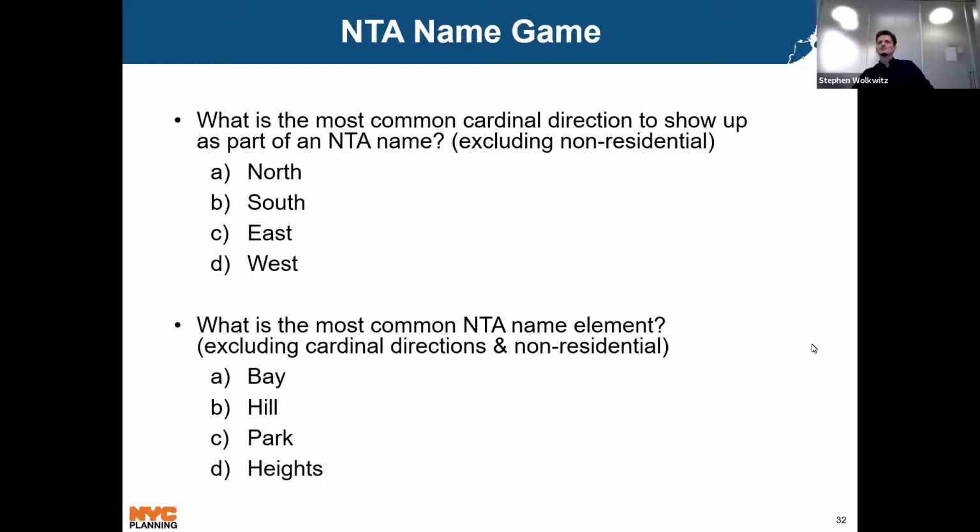Oh, I'm seeing some guesses rolling here. Tilted towards south right now. Every direction's got a little bit. Give everyone another second. All right, so we're kind of tied between south and east. I'm going to end that poll.